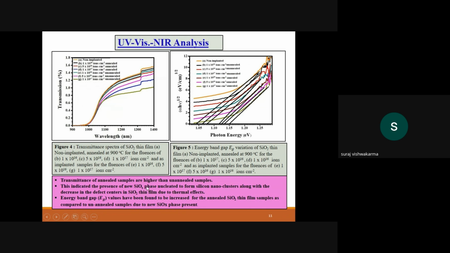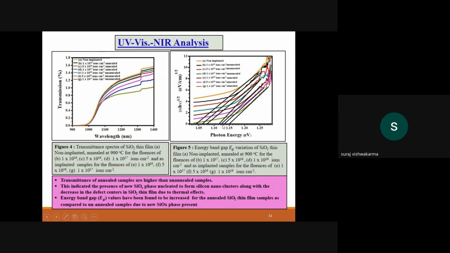I am not saying it is nanocluster, but it will be a phase developed because silicon is going inside and developing some new structure, which will change the transparency, or the transmission ability of the material inside. And that is what is happening because of the clustering effect. Then, for the energy band gap calculation, we have done the measurement of all the samples.